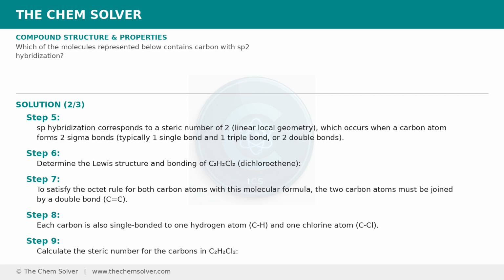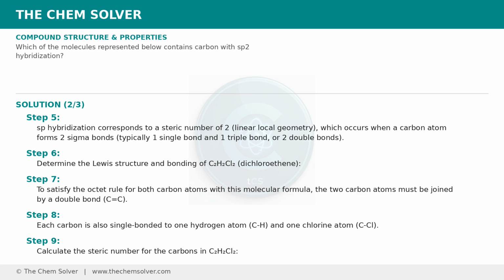Determine the Lewis structure and bonding of C₂H₂Cl₂, dichloroethene, to satisfy the octet rule for both carbon atoms. With this molecular formula, the 2 carbon atoms must be joined by a double bond, C=C. Each carbon is also single bonded to 1 hydrogen atom, C-H, and 1 chlorine atom, C-Cl.